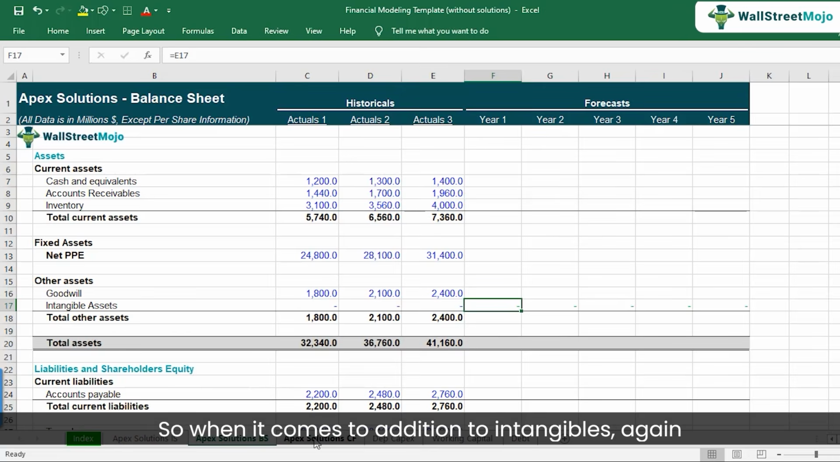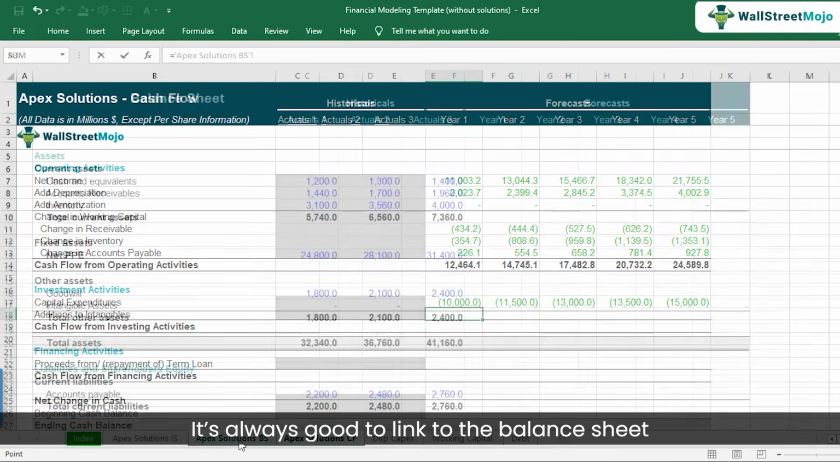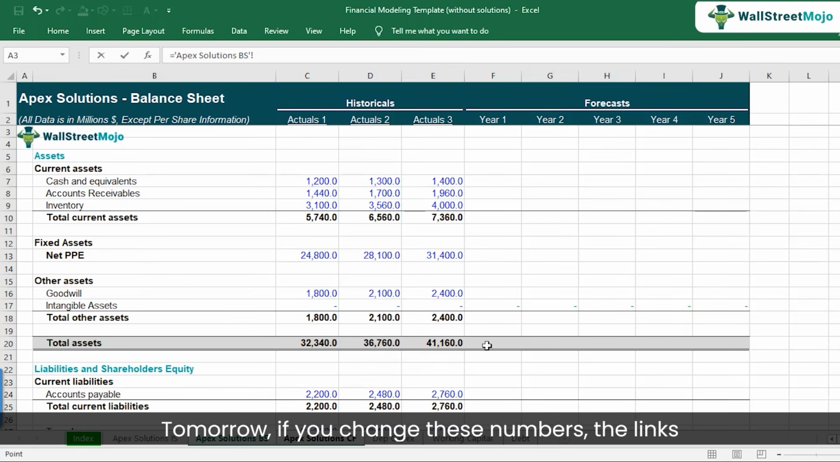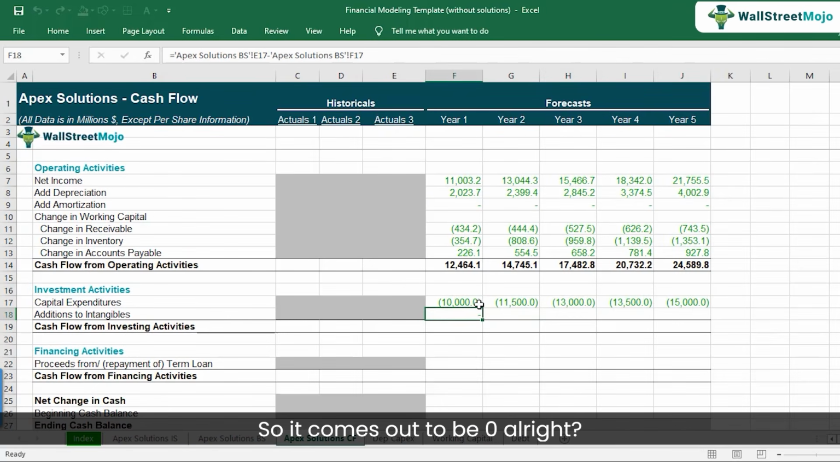So when it comes to addition to intangibles, that will also be zero as such. But even though we know it is zero, it's always good to link to the balance sheet so that it works in an integrated way. Tomorrow, if you change these numbers, the links should automatically function and behave as they should. So the formula here will be actuals 3 minus year 1. Zero minus zero, so the answer will be zero. But the idea is that if there is some number here, it should come as an outflow. Therefore, I am subtracting actual 3 minus year 1, and it comes out to be zero.